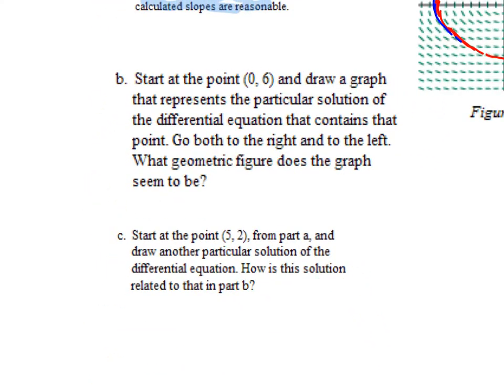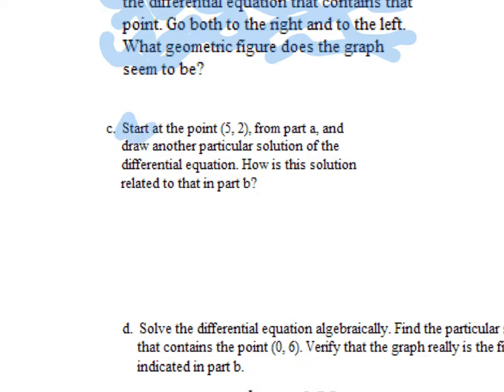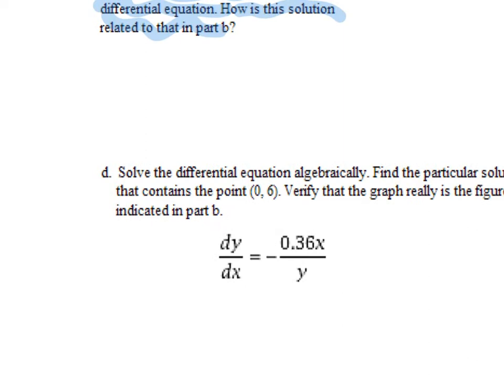And then for part B, it's going to be start at the given point and draw the graph that represents a particular solution of the differential equation that contains the point. Go both to the right and to the left. What geometric figure does the graph seem to be? And then start at the second point from part A and draw another particular solution of the differential equation. How does this solution relate to that in part B?